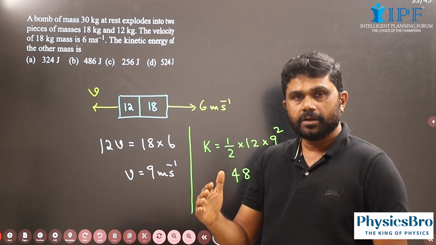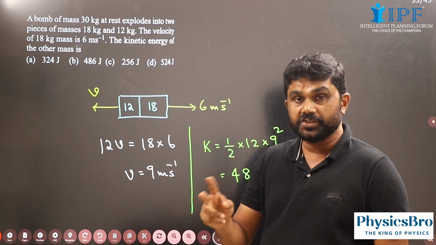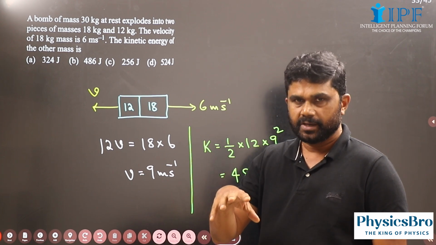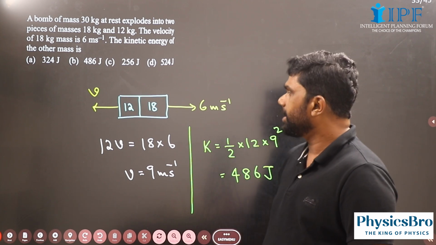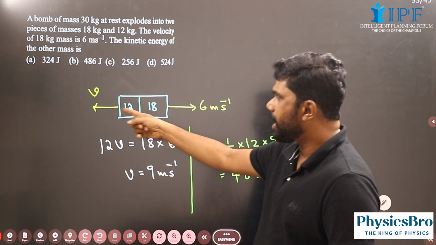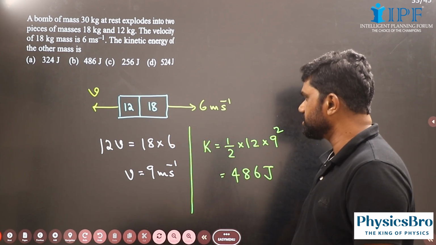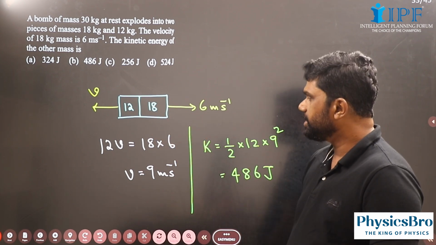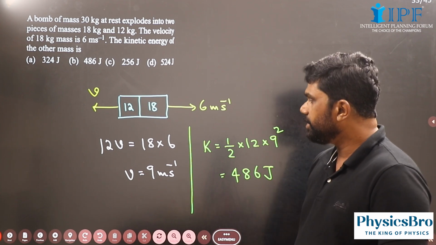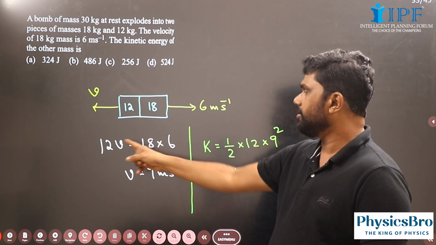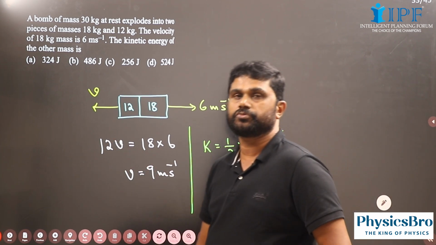So after explosion, there are two fragments. Total linear momentum of these two fragments must be 0, means they must be moving in opposite directions with equal linear momentum. See, 12 kilogram moving back with the velocity v, and this 18 kilogram moving forward with the velocity 6. So from here 12v equals 18 into 6 in magnitude. When we cancel 12 and 6, we get 2v equals 18 and v equals 9.